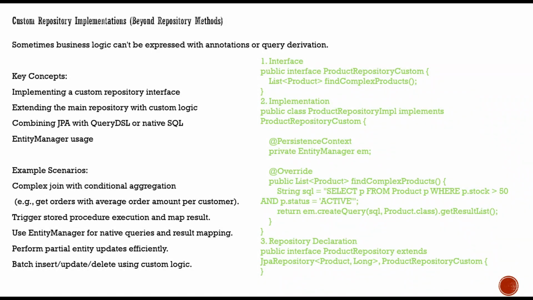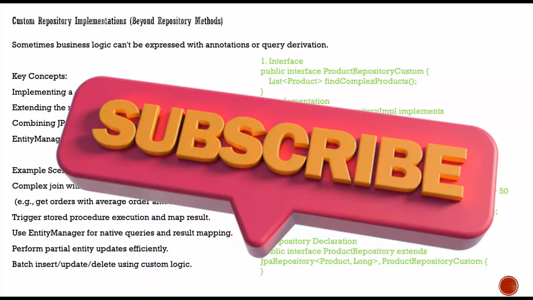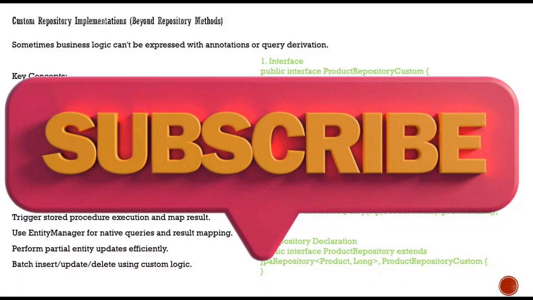Now what kind of scenario would require it, right? Complex join queries with conditional aggregation. Let's say you want to get orders with an average order amount per customer. You want to trigger some stored procedure execution and you want to map that particular result. You want to use the entity mapping for the native queries and also map the results. You can also perform some partial entity updates efficiently in that way. Now you want to do some batch processing like insert, update, delete using some custom logic written by you.